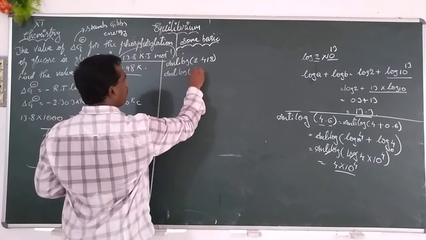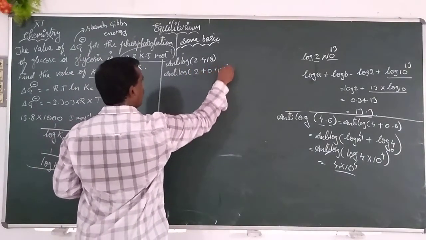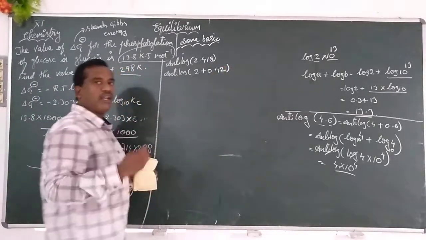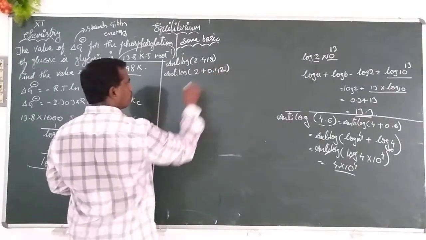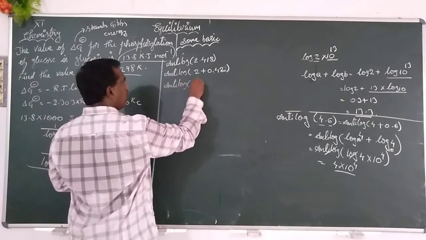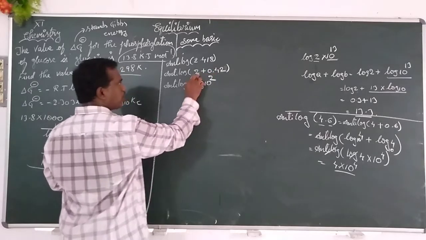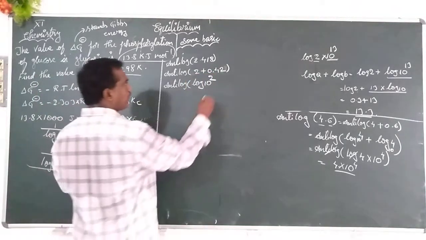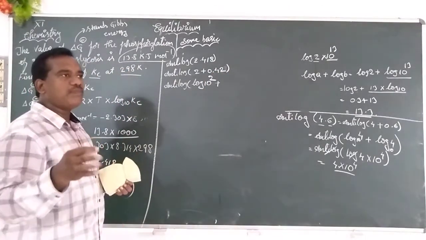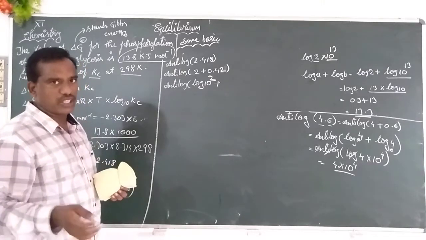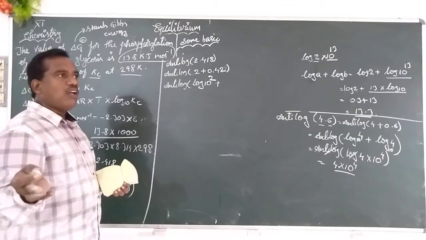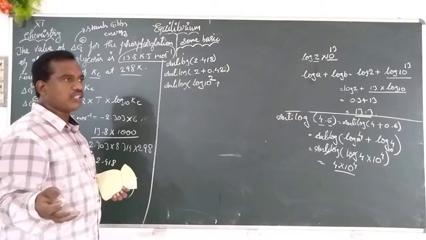2 plus 0.418, or you can round it as 0.42. Or we can write this as anti-log of log base 10 to the power of 2 plus 0.42. 0.42 means it is between 2 and 3. Between 2 and 3, because the 2 value is 0.4 and the 3 value is 0.47. Right.